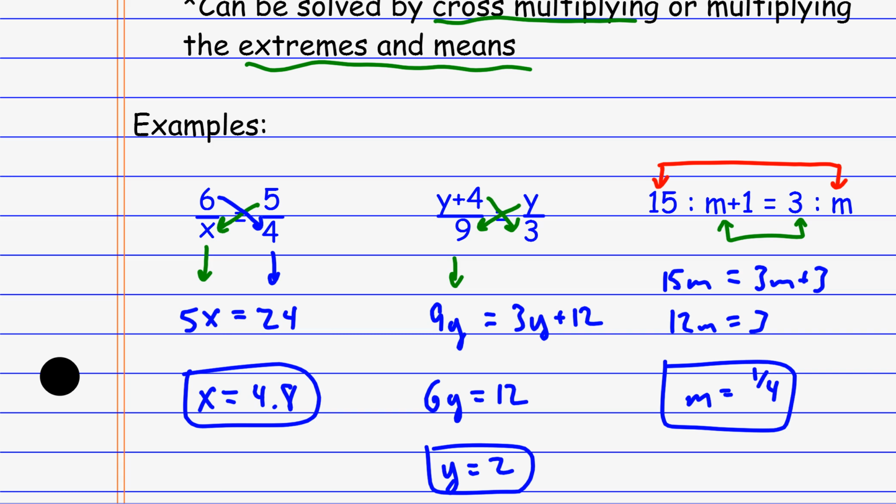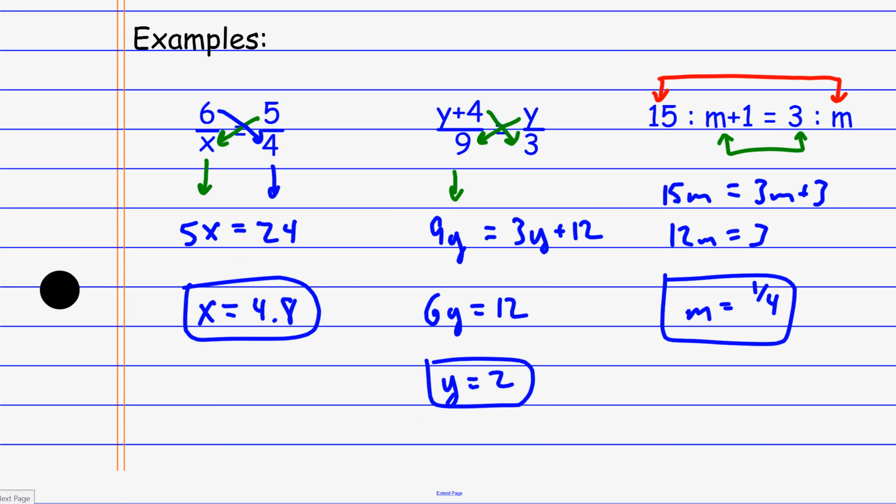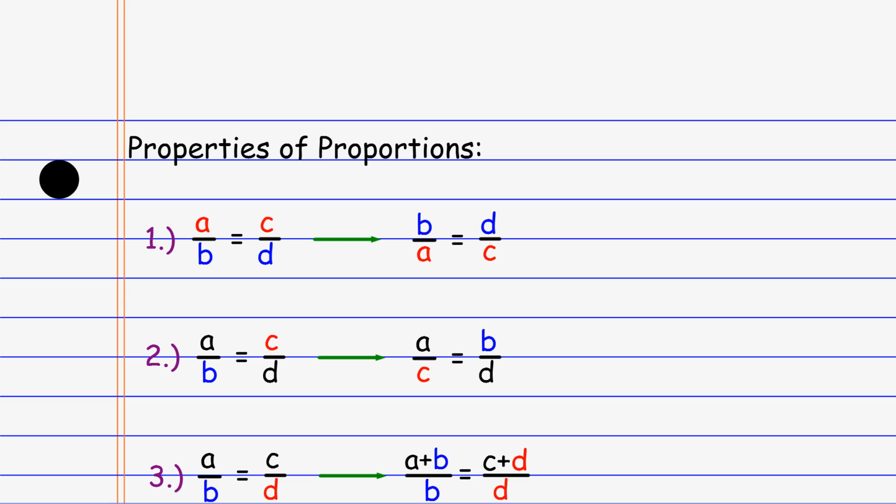The last thing we're going to look at with our proportions is some of the properties of proportions that we have. We can rewrite some of these things. For example, if I look at something like this guy, I can flip each fraction as long as I do it to both fractions. So if I have a over b equals c over d, I can rewrite that as b over a equals d over c.